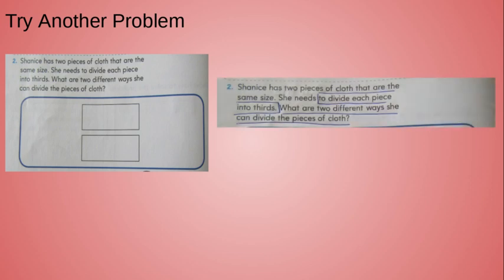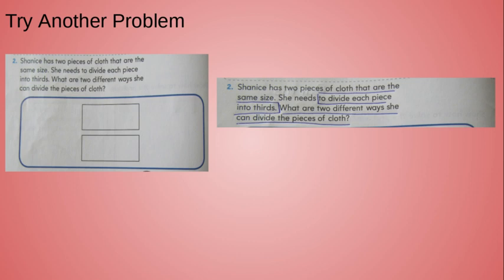I underlined what are 2 different ways she can divide the pieces of cloth, and I boxed up to divide each piece into thirds. Remember, thirds are 3 equal parts. So each of these pieces of cloth have to be divided into thirds, and because of the question, I need to show it 2 different ways.